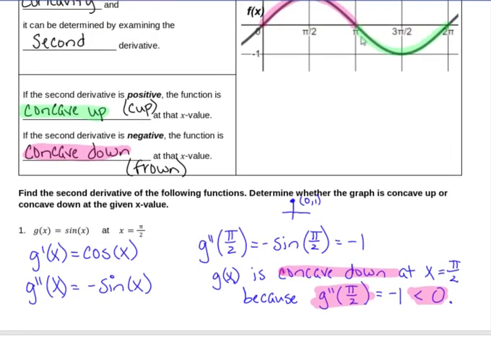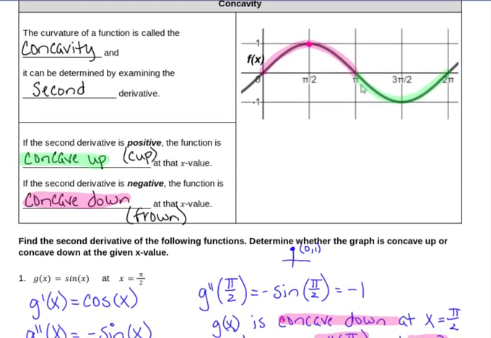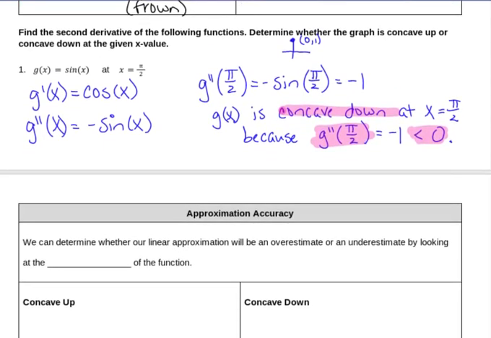In fact, if we look back up here, this graph, this f of x that's shown here, is actually the sine of x. And so if we evaluate at pi over 2, which is right here, we can see that along that function, at that point, the function is concave down. So it would make sense for it to have a negative second derivative. So those two things match, just to show you what that looks like.